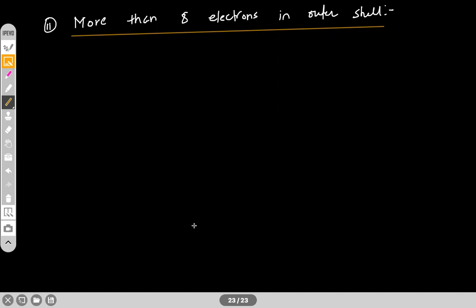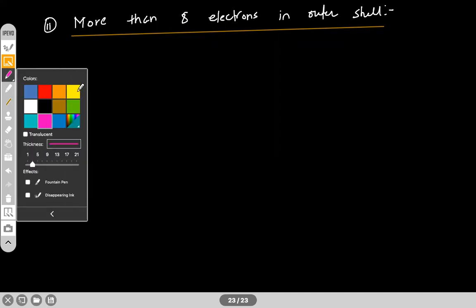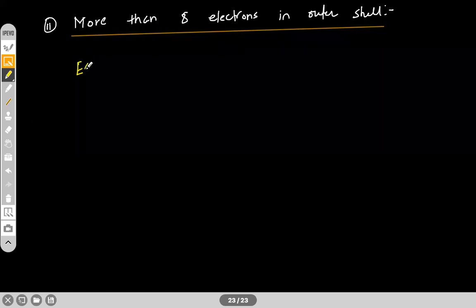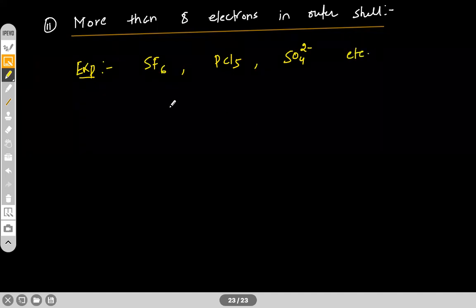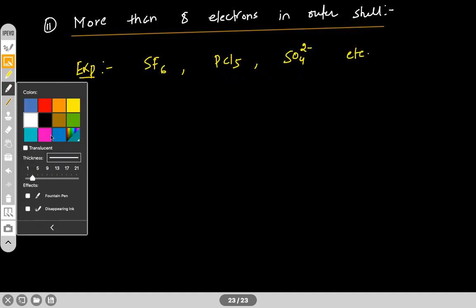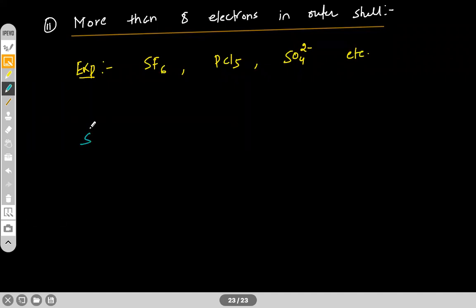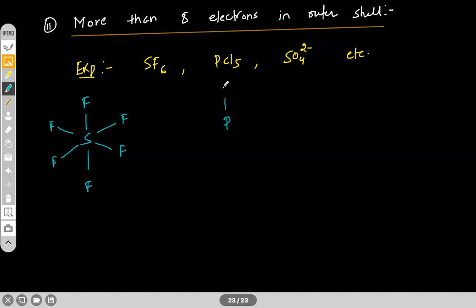For example, you see SF6. We have PCl5, sulfate ion SO4 2-, etc. SF6, if you look at the molecule structure, sulfur has 6 fluorine atoms attached here. PCl5 has 5 chlorine.